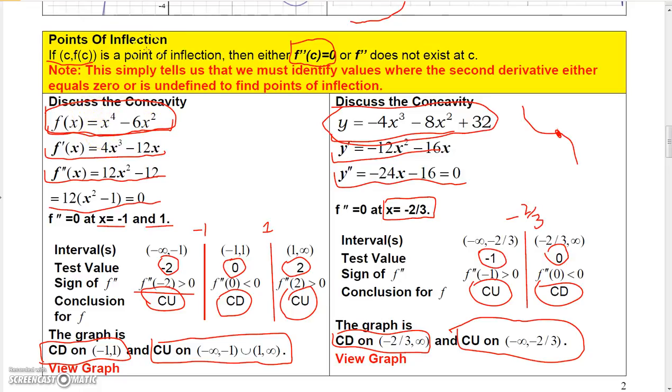We'll do that on the next video. So I'll do some more examples of discussing concavity on the next video series.